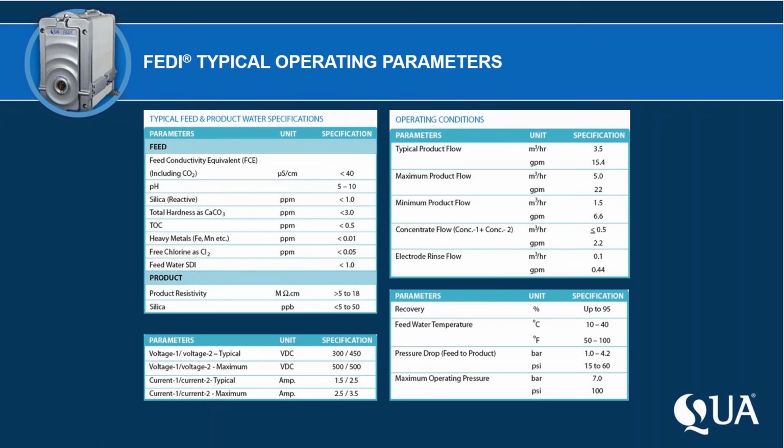Our pressure drops can range from 15 up to 60. Our pressure drop across the stack is closer to 40 or 50. So you always have a differential pressure between your inlet and outlet. And we can go up to 100 psi.